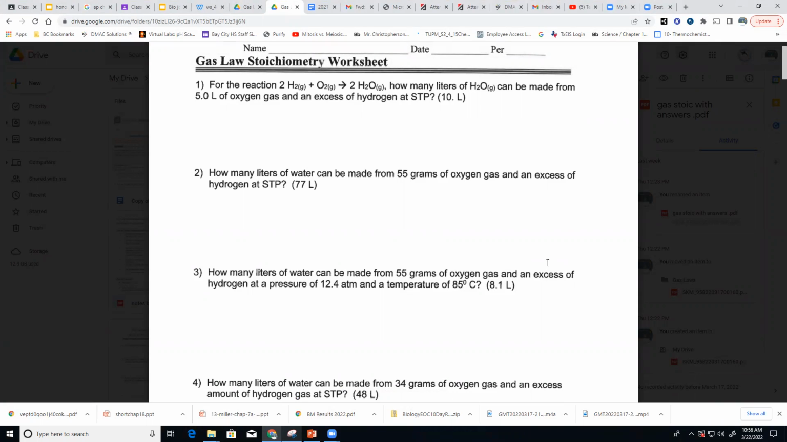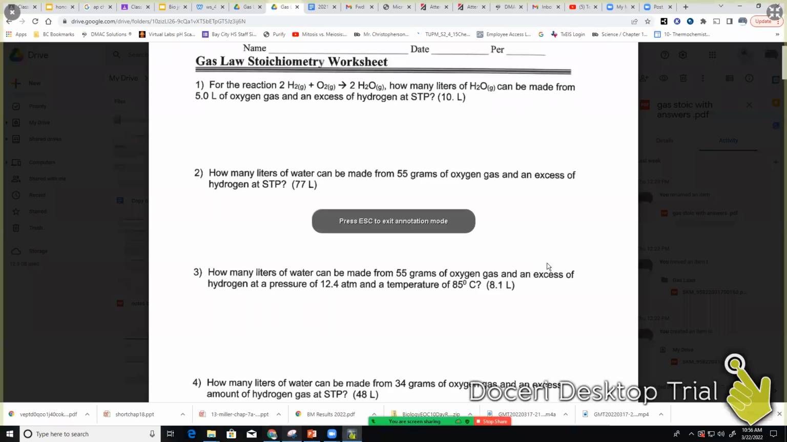All right, I've just picked out a few here and there that I think are good representations of what we're doing. So we'll just start with number 1. All right, I got my nice balanced equation. I know everybody likes that. I'm trying to find liters of water vapor. So I'm trying to find my volume of water vapor that can be made from 50 liters of oxygen gas. And once again, I have that excess hydrogen, which just tells me hydrogen is not part of this, at STP.